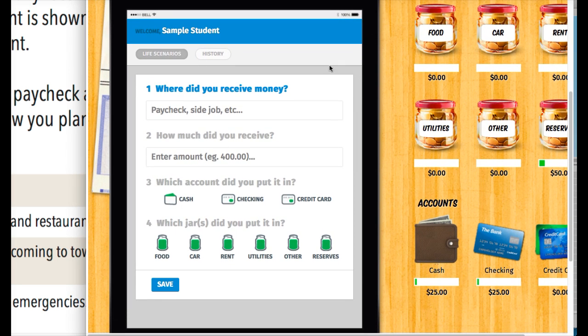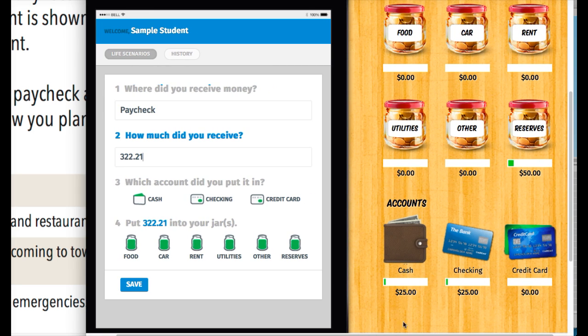So on your website, we're on scenario number 2. Where did you receive money? Okay, this is our paycheck. Now, if somebody owed me money and paid me back, I would write pay back from so-and-so. If I won the lottery, I would write lottery. But this is our paycheck. How much did you receive? We received $322.21. That was our paycheck.